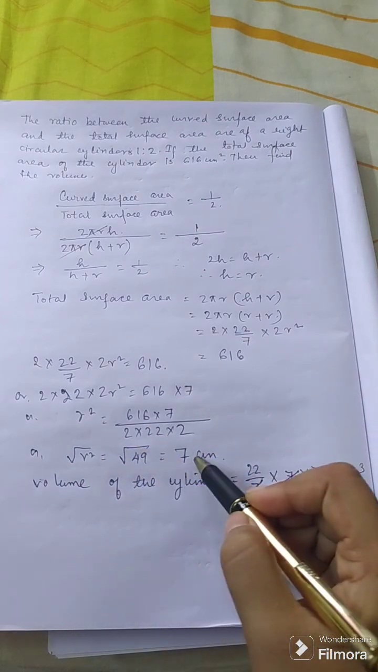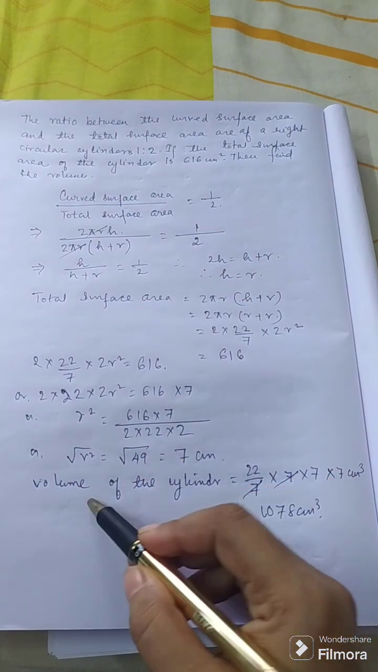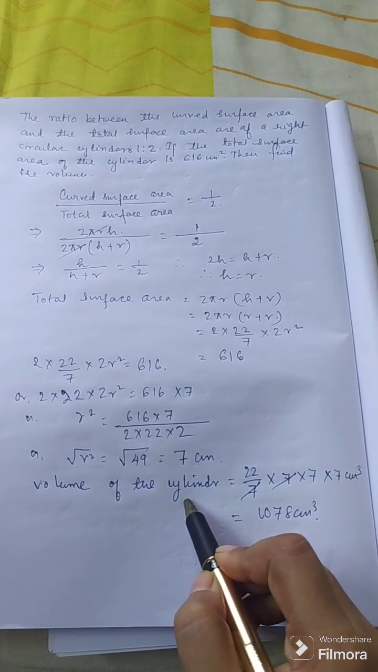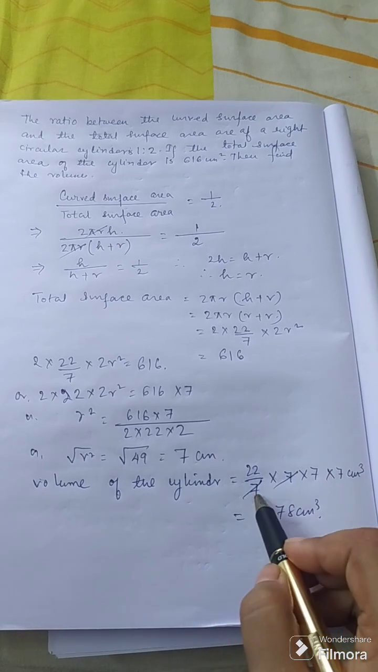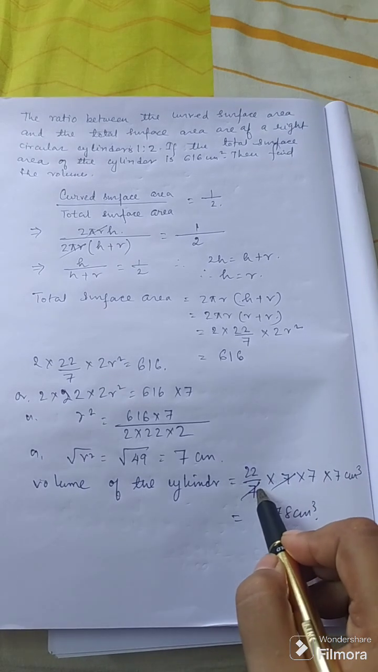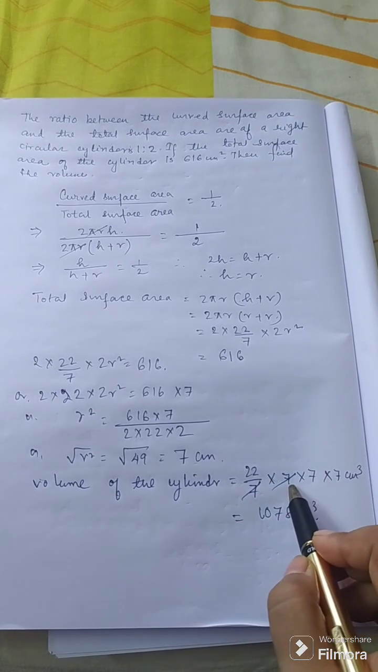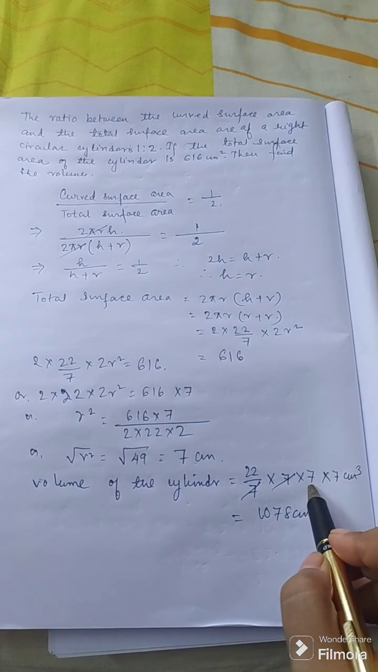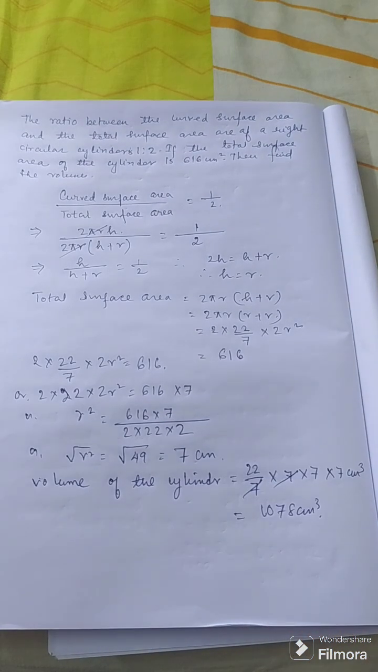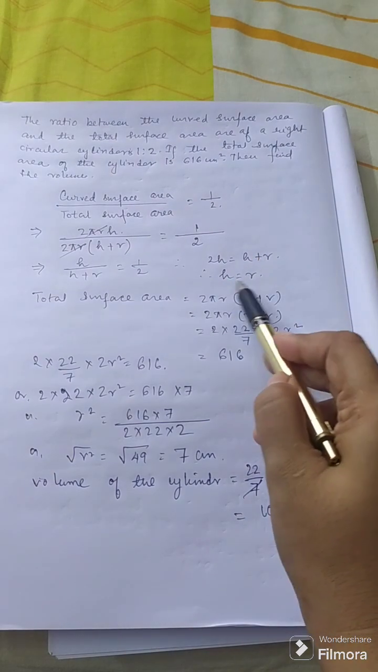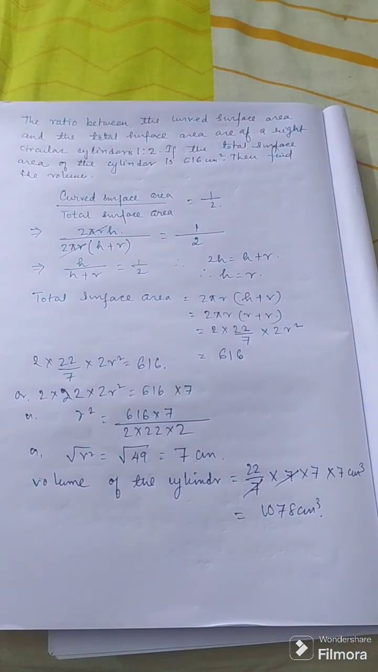So r is equal to 7 centimeter, and from the volume formula we know that it is pi r square h. So pi is equal to 22 by 7, r square, that means 7 into 7, and h is also 7. Why is h already 7? Because earlier we found out that r is equal to h, right? So if we simplify it, we will get the value as 1078 centimeter cube.